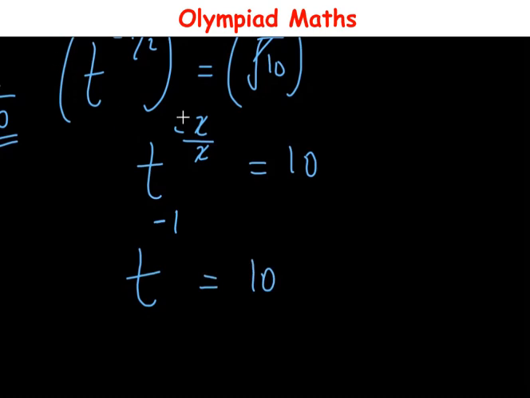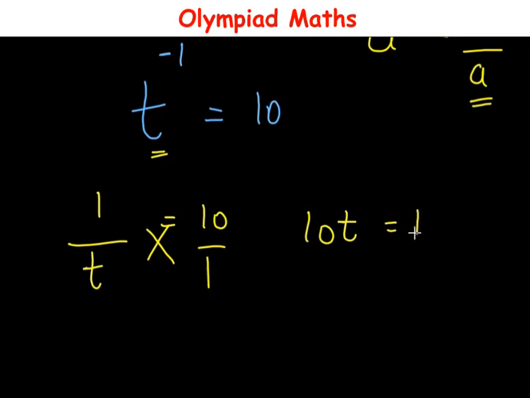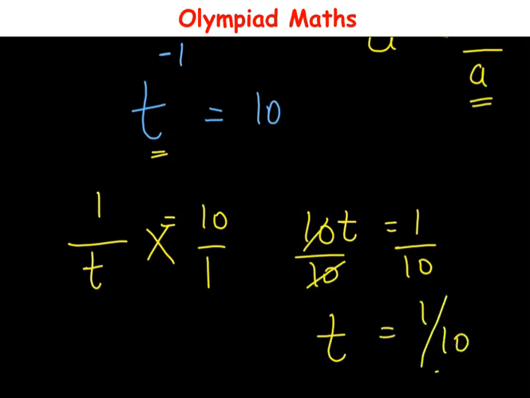From here, there is a rule of indices that if you have a raised to power minus 1, this equals 1 over a. So applying this right here, this will then become 1 over t is equal to 10. So 10 can be written as 10 over 1. Then simply cross multiply. t times 10 is 10t, is equal to 1 times 1 is 1. To then solve for t, divide both sides by 10. 10 cancels 10. The value of t is equal to 1 over 10. So we have gotten the solution of t using the second method.